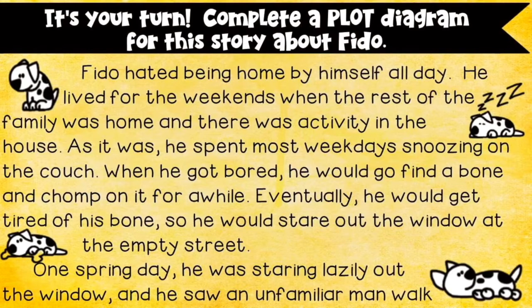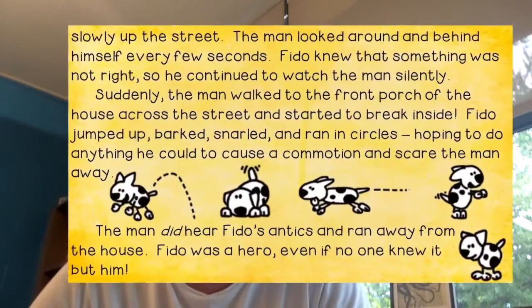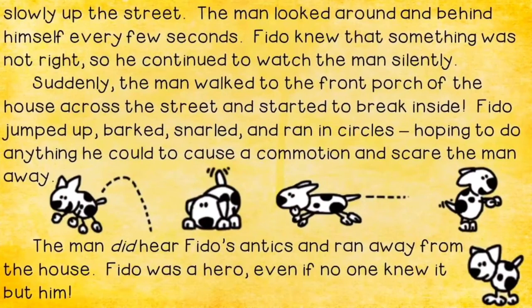One spring day, he was staring lazily out the window, and he saw an unfamiliar man walk by. He was walking slowly up the street. The man looked around and behind himself every few seconds. Fido knew that something was not right, so he continued to watch the man silently. Suddenly, the man walked to the front porch of the house across the street and started to break inside. Fido jumped up, barked, snarled, and ran in circles, hoping to do anything he could to cause a commotion and scare the man away. The man did hear Fido's antics and ran away from the house. Fido was a hero, even if no one knew it but him.